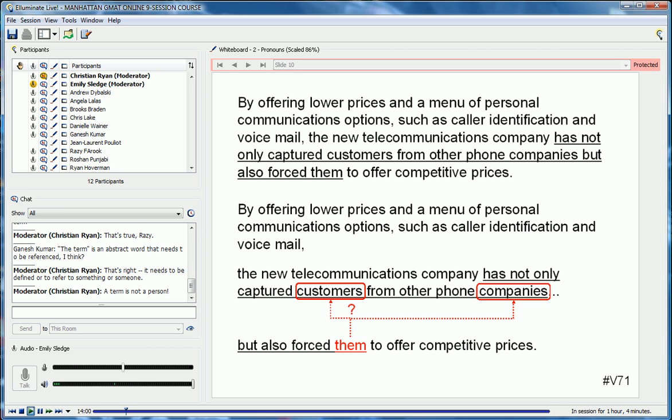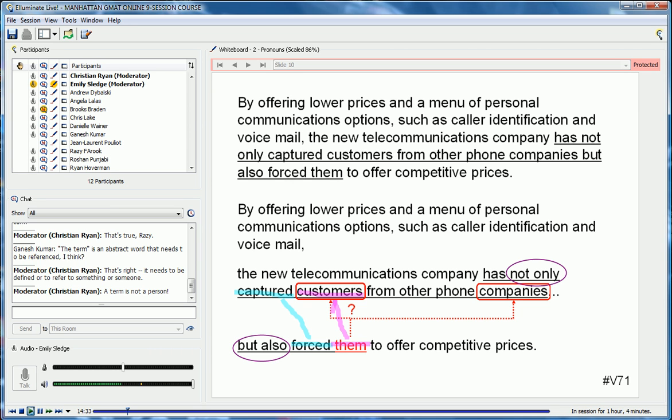And what I mean here is, notice the parallel marker words. Talked parallelism last week. Not only and but also. And check out what follows those. This should actually be parallel, right? Captured is a verb, and forced is a verb. So those are nice and parallel right after those parallel marker words. And what do we see after those verbs? We see customers, the plural noun, and we see them, the plural pronoun.